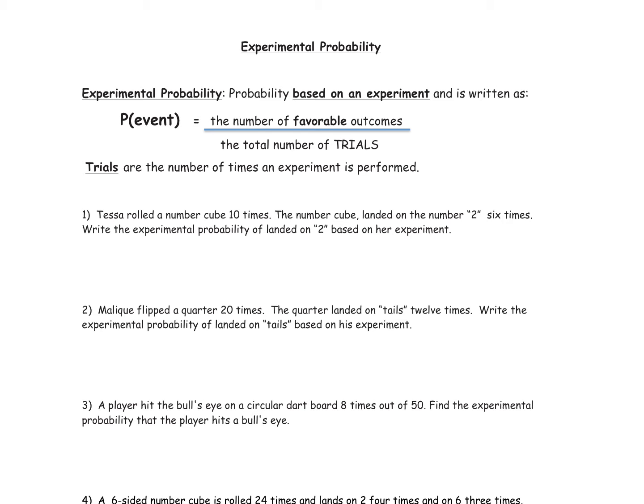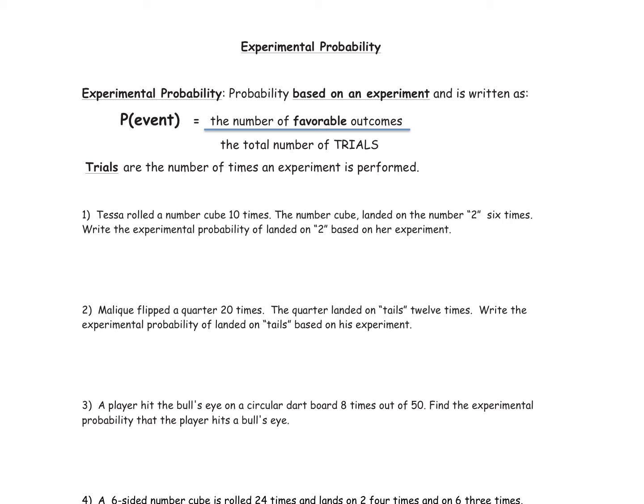So let's see what this would look like. It's very similar to theoretical. It's just based on what really happens as opposed to what we think or in theory what will happen. Tessa rolled a number cube 10 times. The number cube landed on the number 2 6 times. Write the experimental probability of landing on 2 based on her experiment.